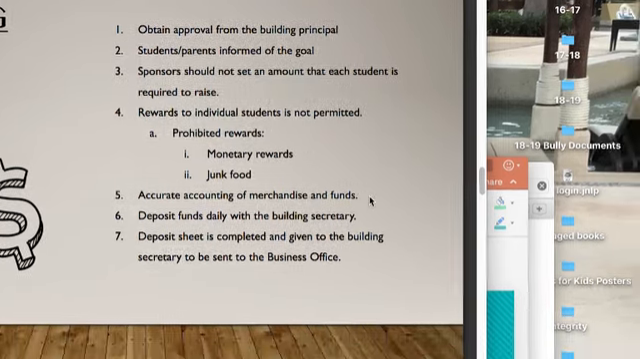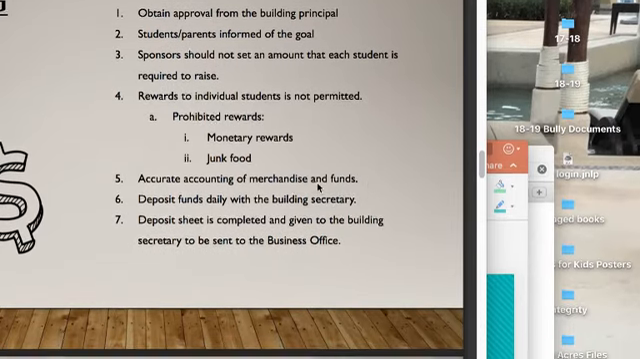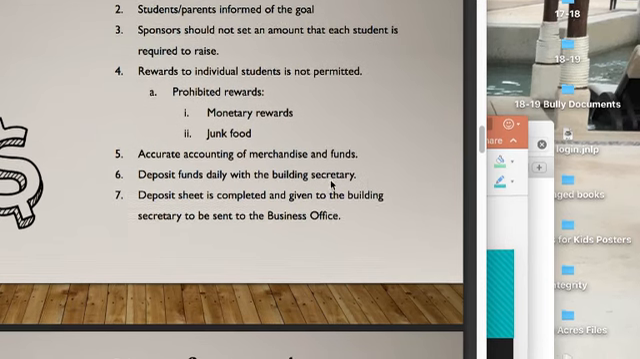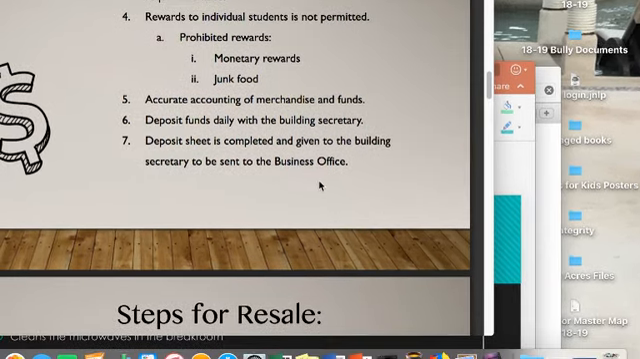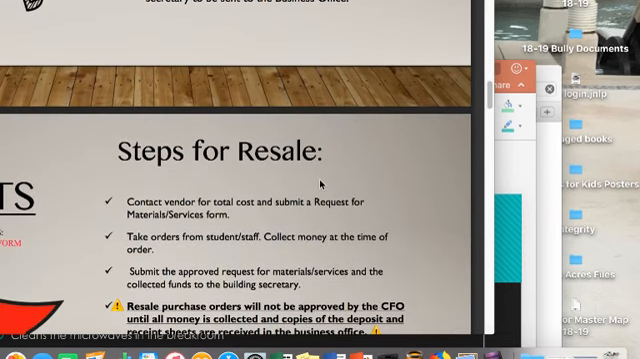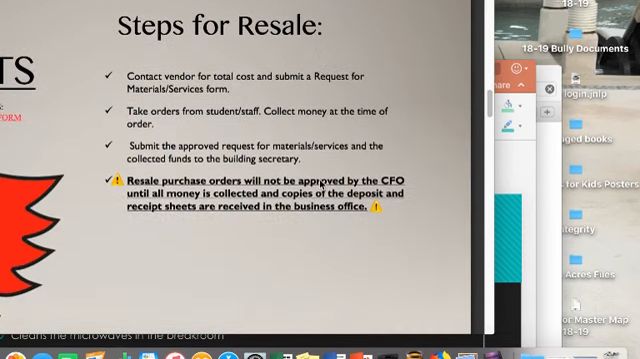We have to make sure that we keep accurate records, deposit funds daily to Robin, and we also must complete a deposit sheet for any money that is then sent to the business office or taken to the bank if it's related to PTO.